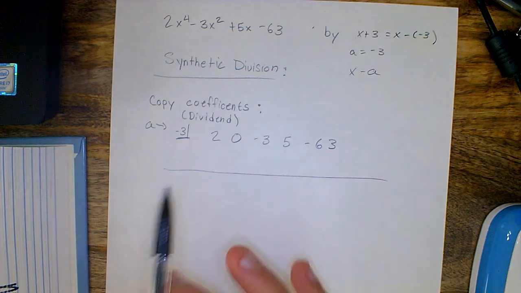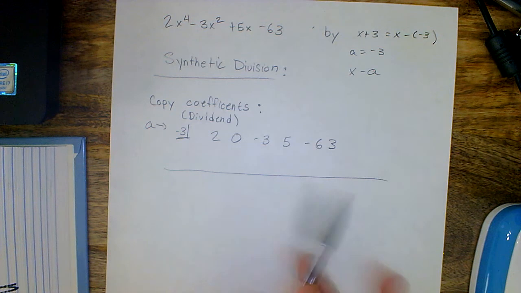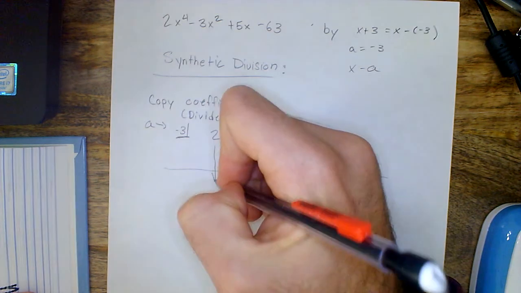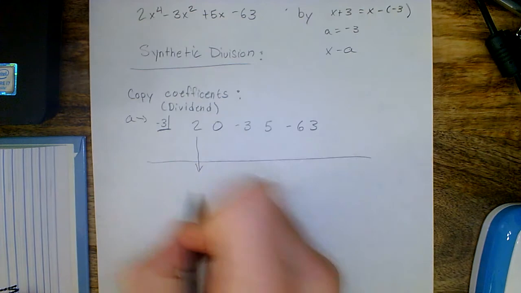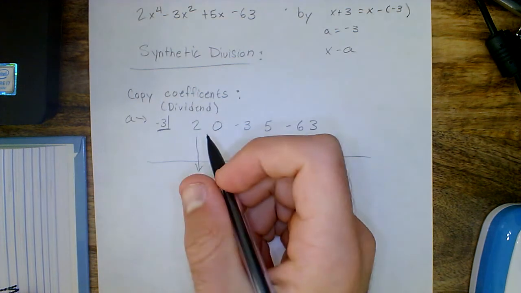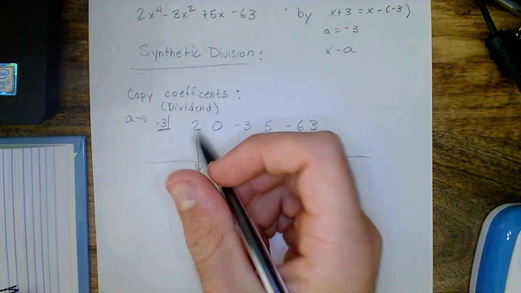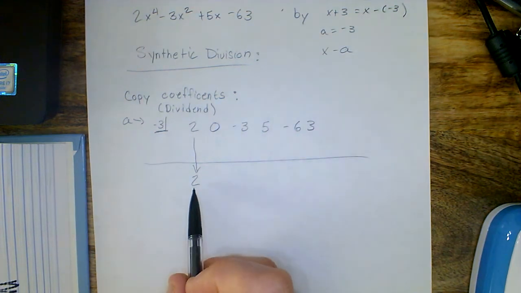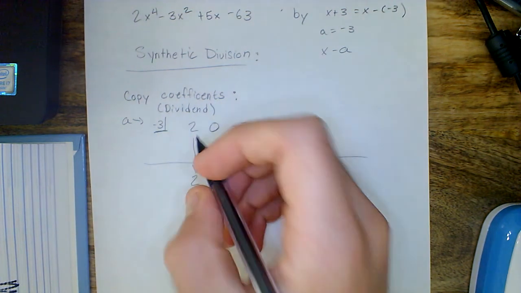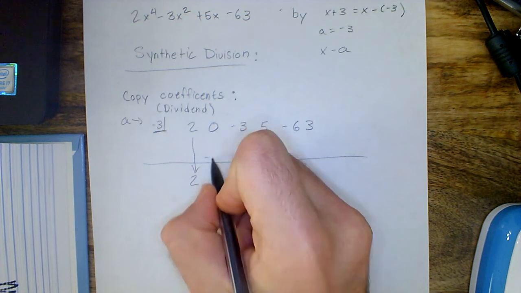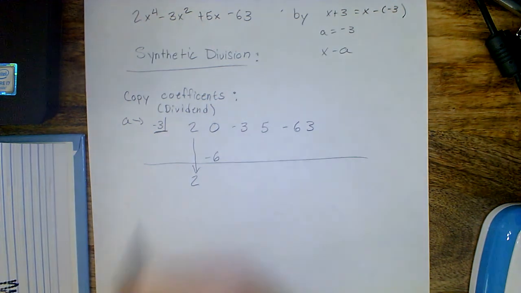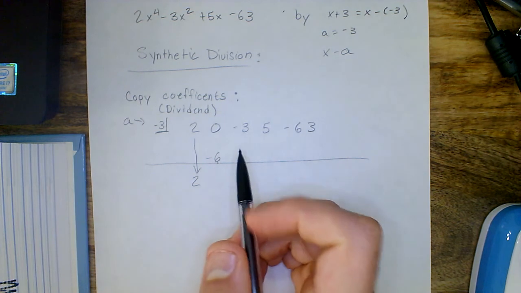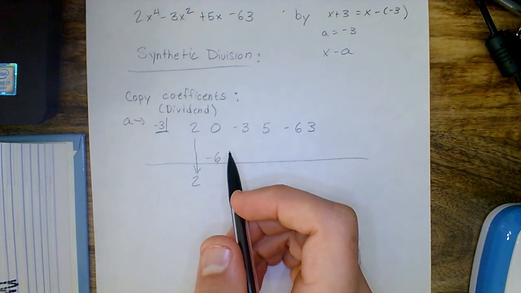So we filled in that box, and now it's time to fill in this method. You just basically fill in the lines under. So the first thing you do is you bring the first number down, so you have a 2. Then you take this number here, the 2 that you've pulled down, and you multiply it by negative 3 to get negative 6. So 2 times negative 3 is negative 6, and that's what you put in the box up and over.